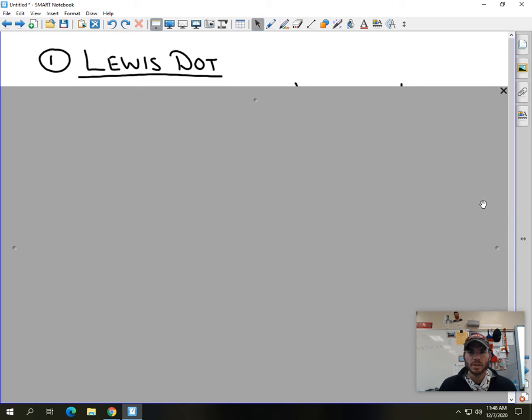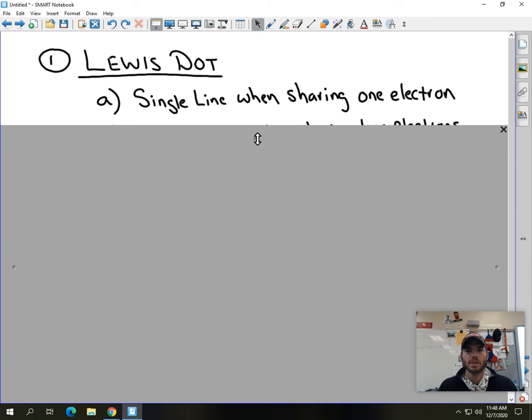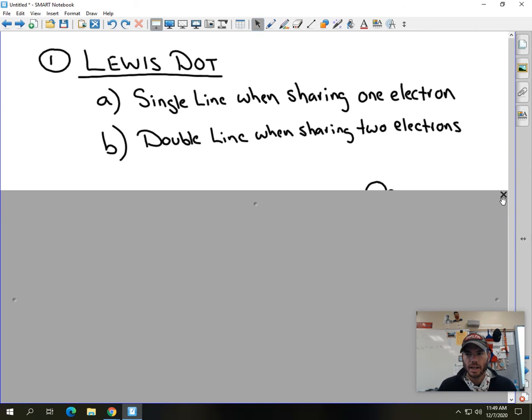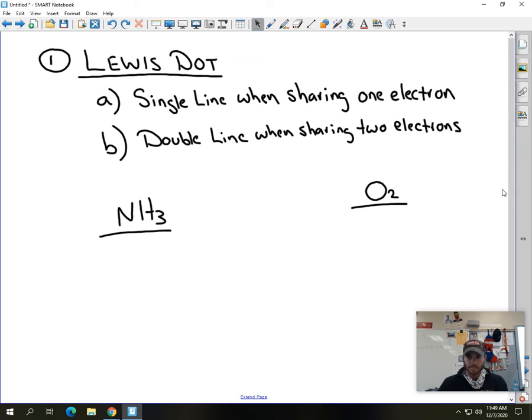So let's get to drawing our three different styles that we can draw of NH3. The first style that you're most familiar with, that we've already used, actually has a name. It's called the Lewis dot structure. Whenever we do the Lewis dot structure, you're going to use a single line to show the sharing of 1 electron or a double line to show if there are 2, and so on. Let's go ahead and do 2 examples here. We've got NH3 and we've got O2. So you are used to setting it up like this.